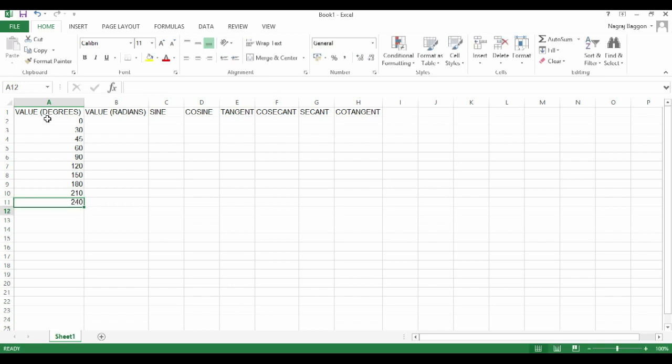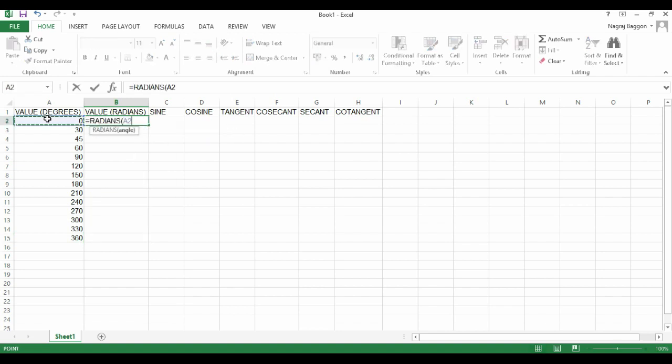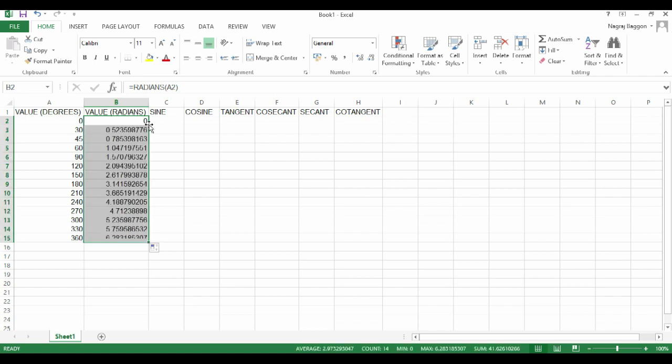So in the first column, I have listed down angles in degrees, starting from 30 degrees, going up to 360 degrees. All the major angles in degrees have been covered. In column B, we will do the conversion from degrees to radians. The function to do that is RADIANS. It has just one input parameter, the value in degrees. So if you look at cell B2, I say equal to RADIANS and choose the input value as A2, and I just use the drag and drop function to do that for the entire column.